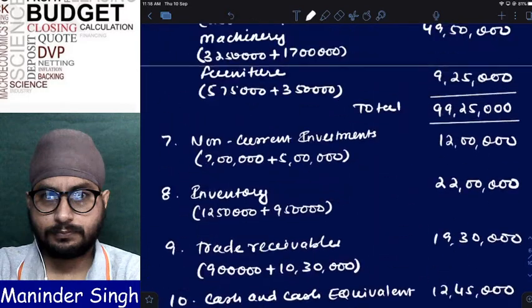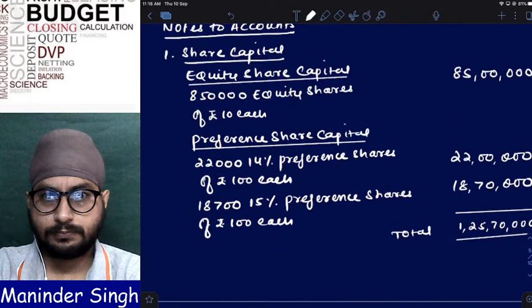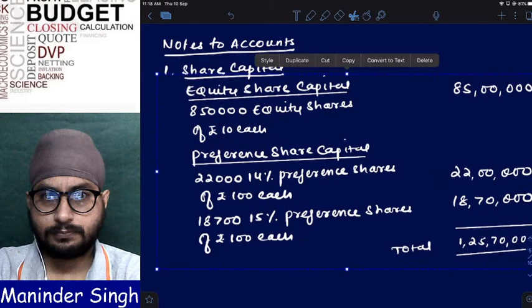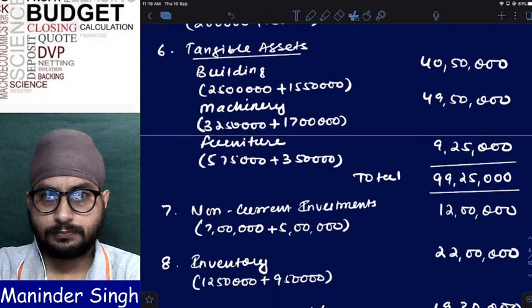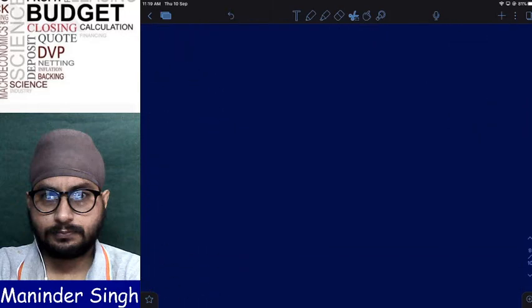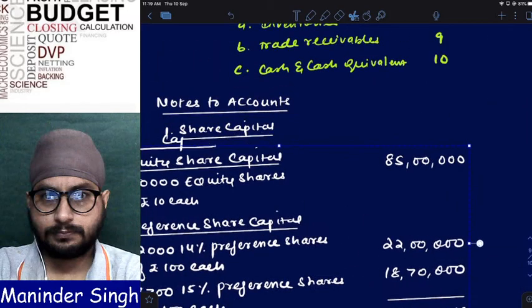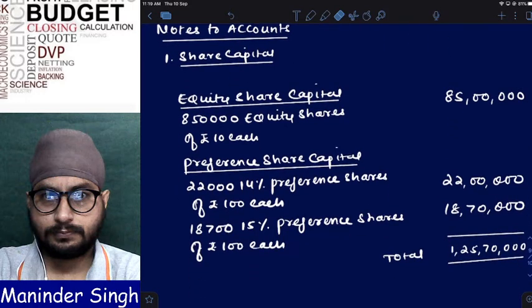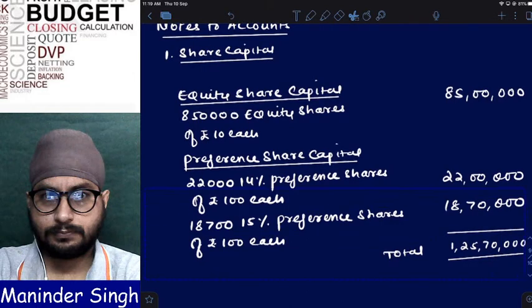So what I'll do, I will copy the share capital from here, and once I copy, you make a note of it immediately. So please make a note of this first.